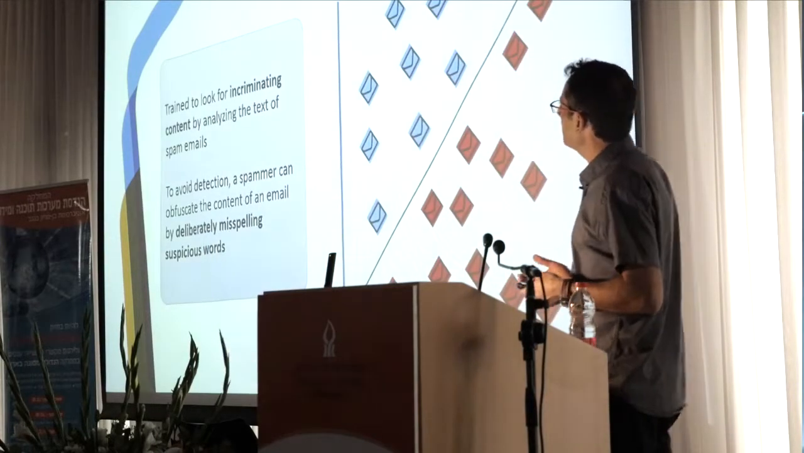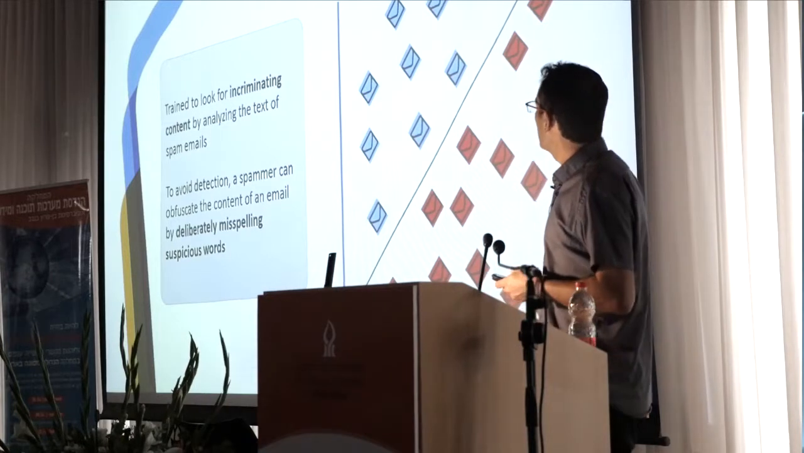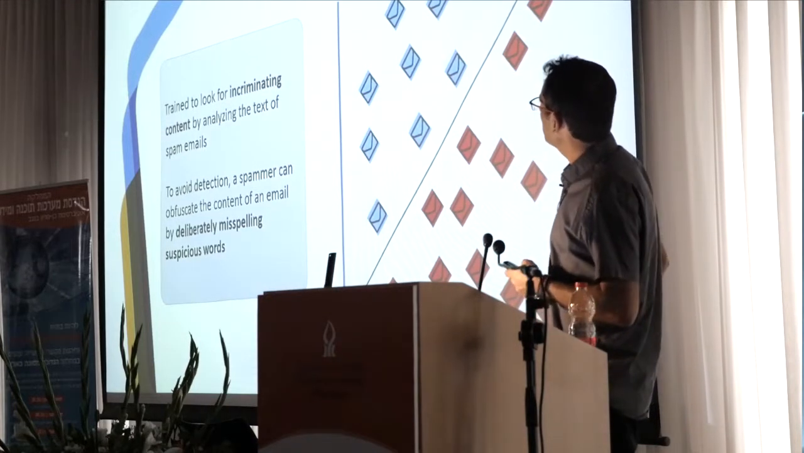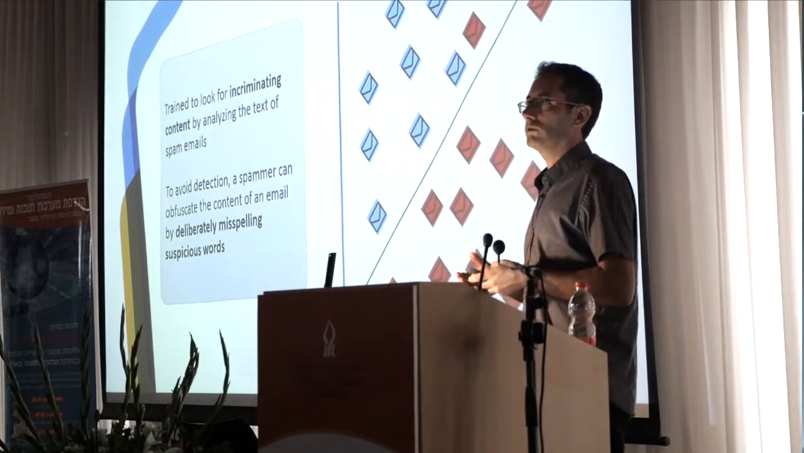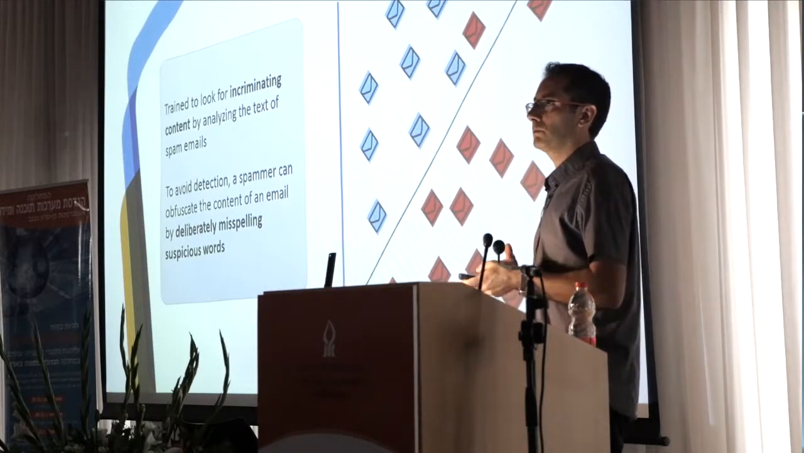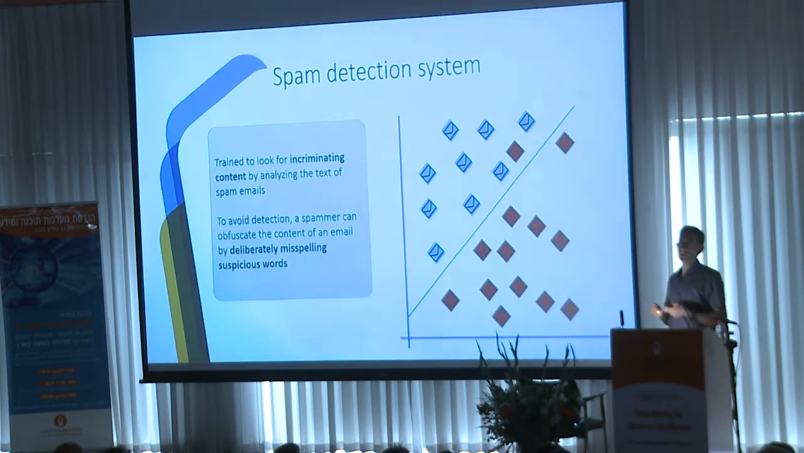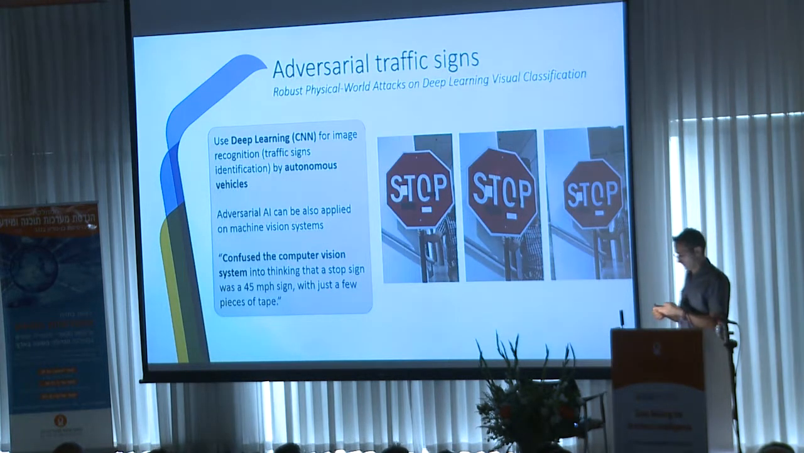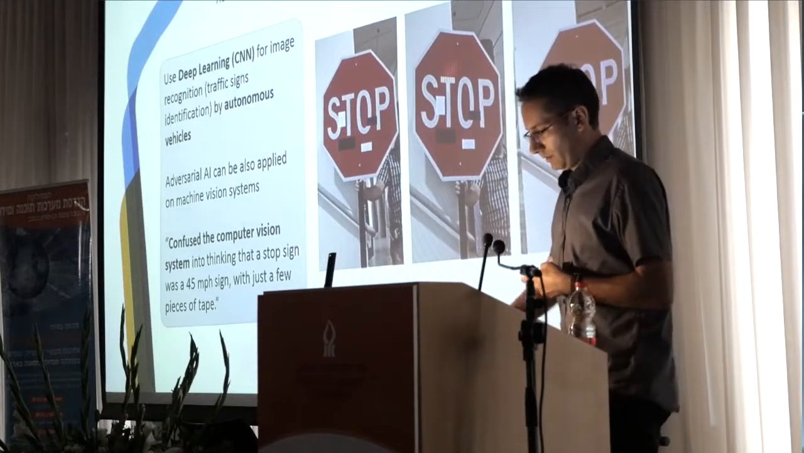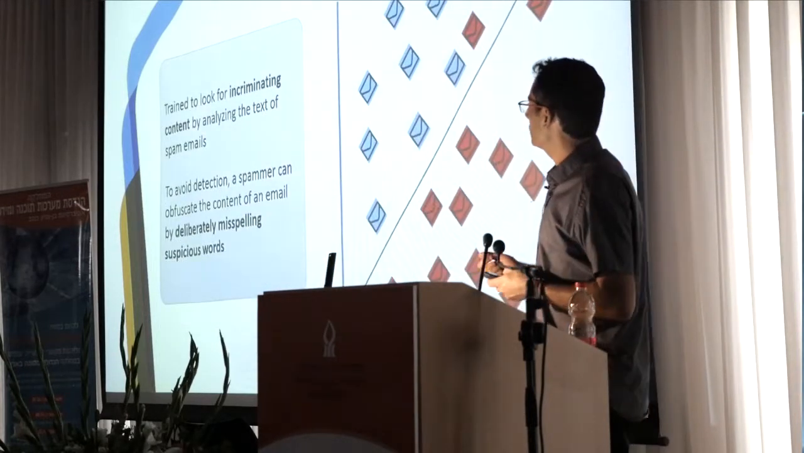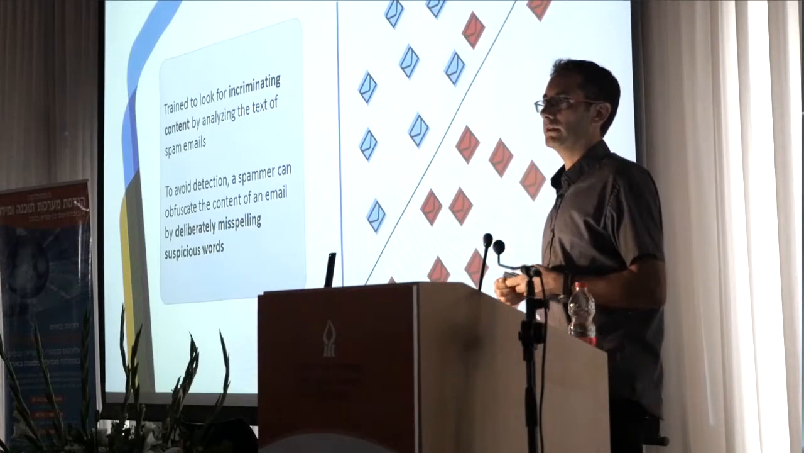So, some examples of the results of attacks on machine learning. One example is a spam detection system, which analyzes the content of the email in order to classify the email as spam or not spam or phishing. A spammer, of course, can manipulate the content of his email in order to evade machine learning-based detection systems.